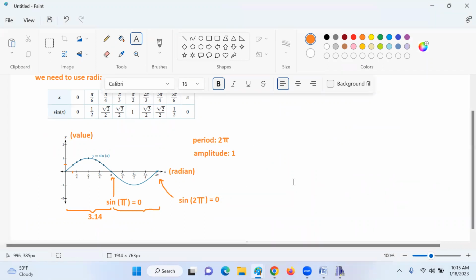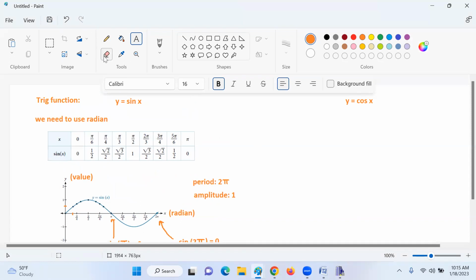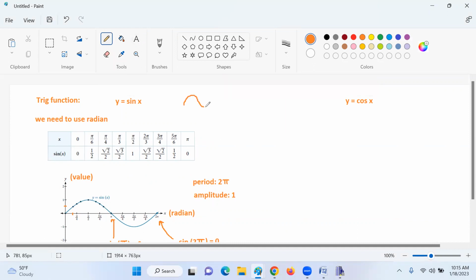I know it's very terrifying, but I don't think we're going to deal with that too often. But we just need to memorize the curve. The sine is going like this. Are we good? Okay. Are we good with that?